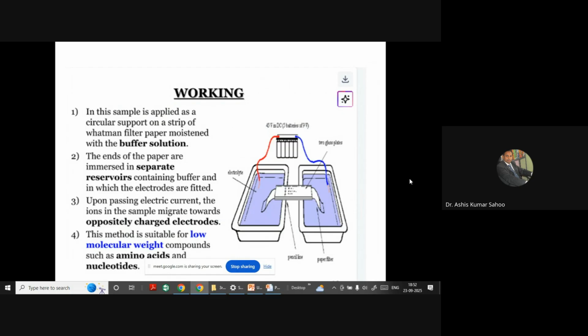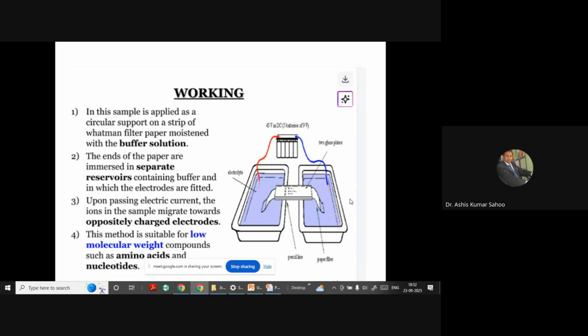The ends of the paper are immersed in separate reservoirs. Each end of the paper is immersed in a reservoir in which electrodes are fitted. Upon passing an electric current, the ions in the sample migrate towards the opposite charged electrode. The method is suitable for low molecular weight compounds such as amino acids.